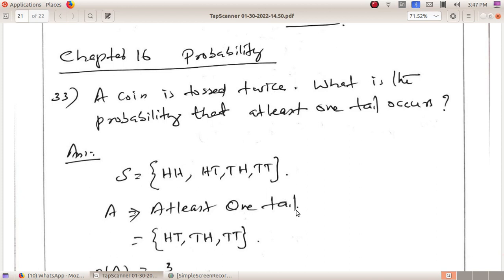At least one tail means minimum one tail. No need of restriction. You can take more than one tail. That is, at least one tail means minimum one. No problem about maximum. So here one tail, okay. Here one tail, okay. Here two tails, very good, because minimum one. HT, TH, TT. How many? 3. Total, 1, 2, 3, 4. So the probability is 3 by 4.